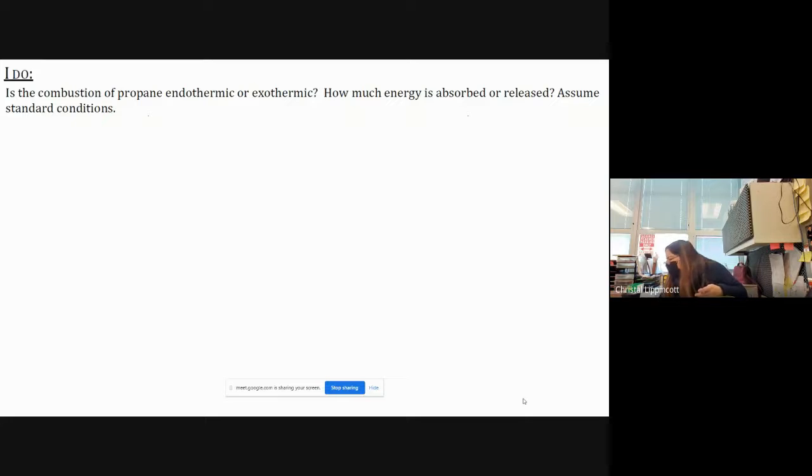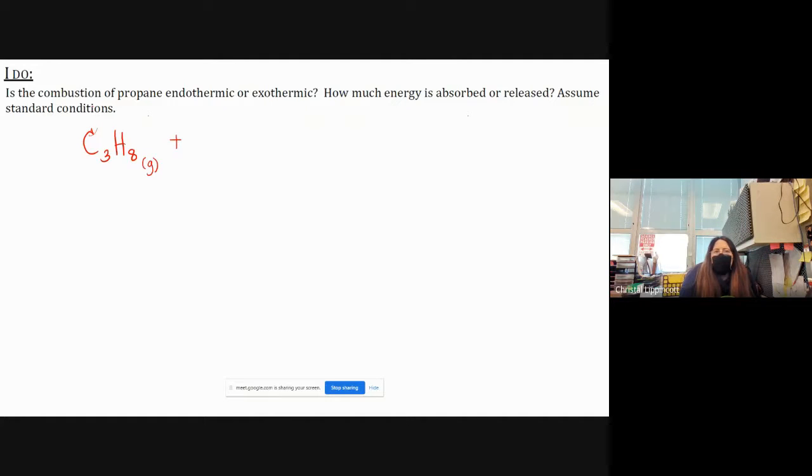Where's propane? C3H8. So this is C3H8, and at room temperature, what is propane? It's a gas. Good. Okay.